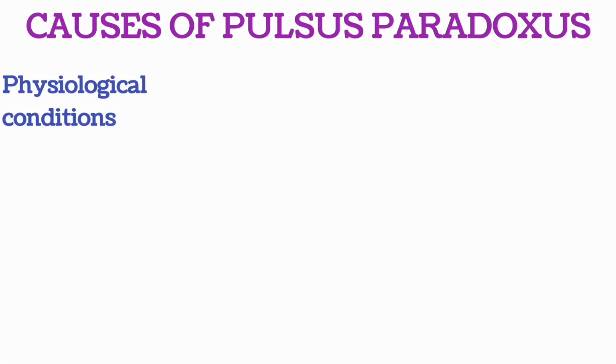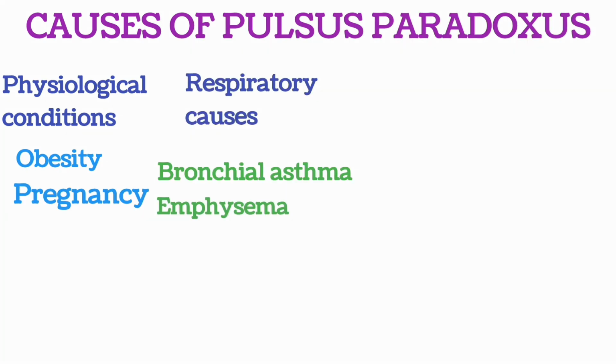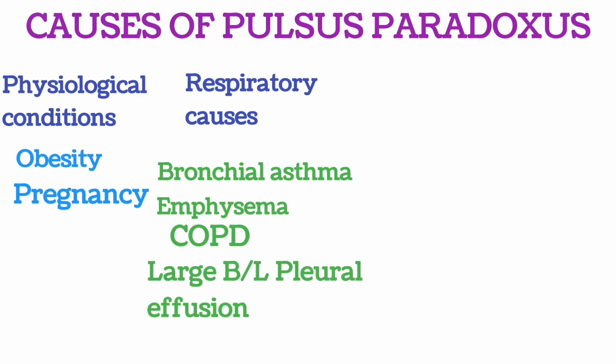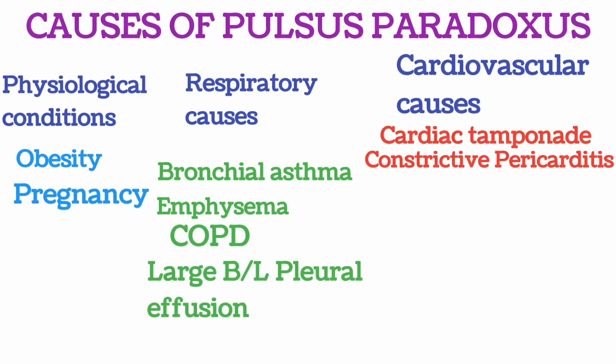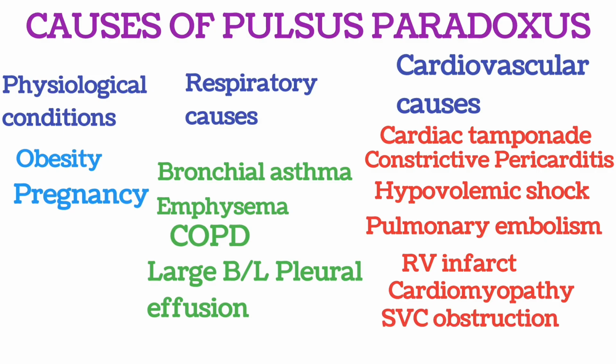The causes of pulsus paradoxus are: it is seen in physiological conditions like obesity and pregnancy. The respiratory causes are bronchial asthma, emphysema, COPD, and large bilateral pleural effusion. Cardiovascular causes are cardiac tamponade, constrictive pericarditis, hypovolemic shock, pulmonary embolism, right ventricular infarct, cardiomyopathy, SVC obstruction, and post-thoracotomy.